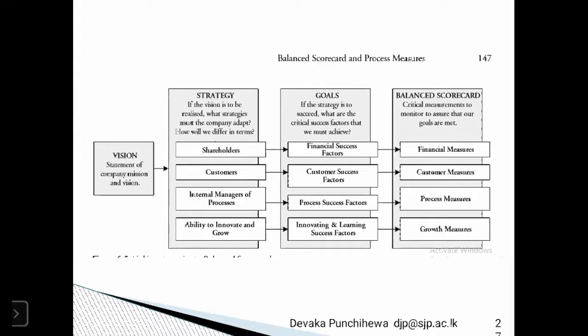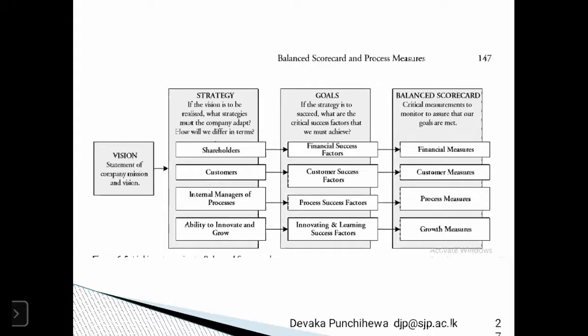So then they have these goals. If the strategy is to succeed, what are the critical success factors that we must achieve? With regard to shareholders, financial success factors, that is obvious, right? The financial report should be very healthy and a productive one for the shareholders, right? Then when it comes to customers, customer success factors, right? When it comes to internal managers of processes, process success factors, right? An ability to innovate and grow, innovation and learning success factors. So these are the goals, right? They have strategy formulated, and in order to achieve that, there are critical success factors that they have to achieve. Those are the goals, right?